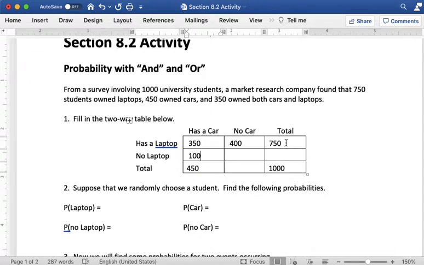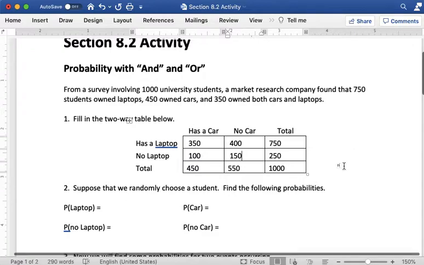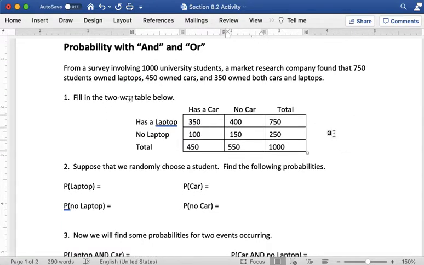And since 750 had a laptop, that means the total without a laptop was 250. Since 450 have a car, the total number with no car is 550. I'm just subtracting those from 1,000. And so this missing box here is going to be 150 because 400 plus that number is 550 and 100 plus that number is 250. Both of those check out to be 150. And this should look similar to a set notation problem that we discussed earlier.